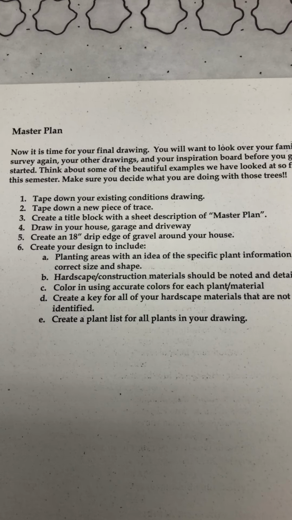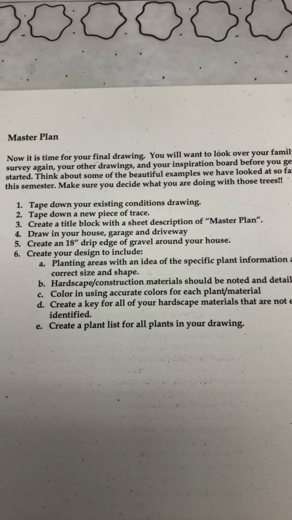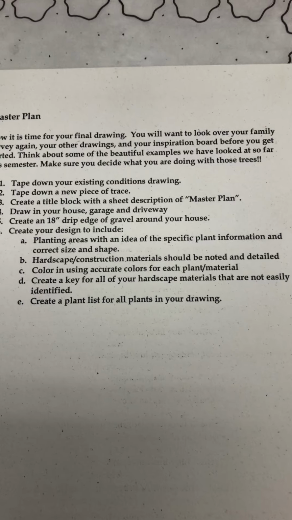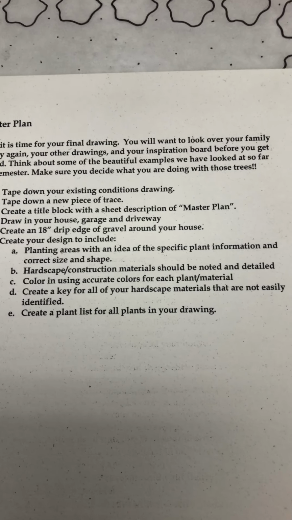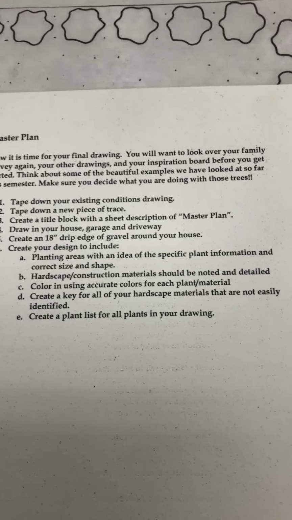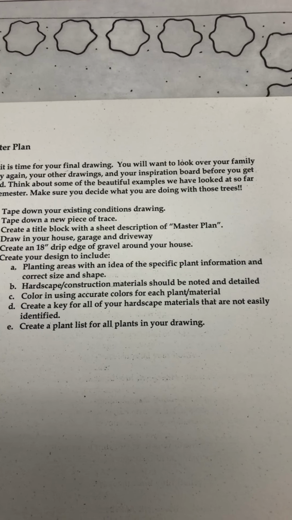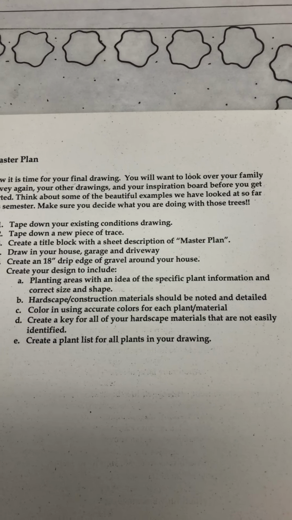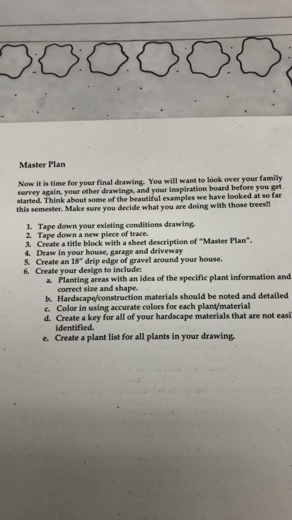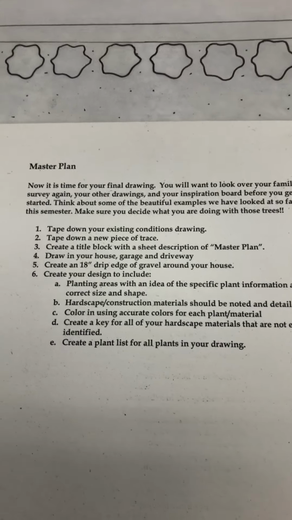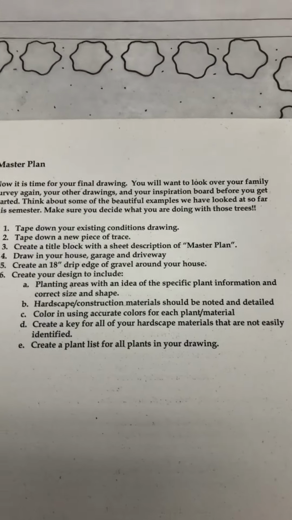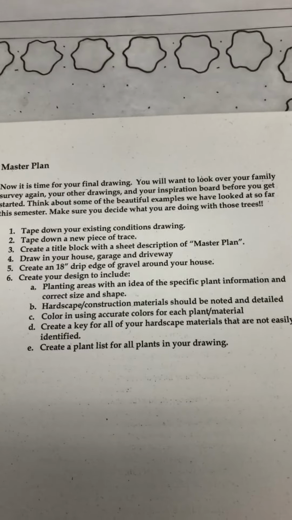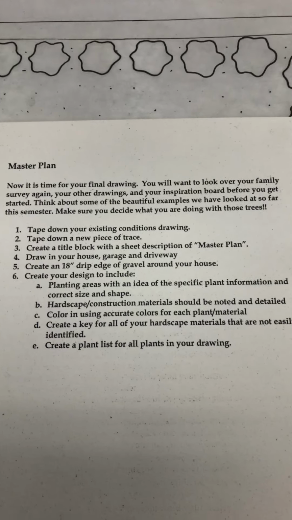I'd like you to put an 18-inch drip edge around your house for drainage. And then you're going to create your design. You're going to do all the planting areas, all the hardscape materials. You're going to color everything in, and you're going to create a key for all your landscape materials that you can't readily identify. So if you can look at it and know what it is, then you don't need to put any lettering on your plan. I'm going to show you a few plans as good examples, and you'll see how the lettering on the plan just takes away from the plan itself.